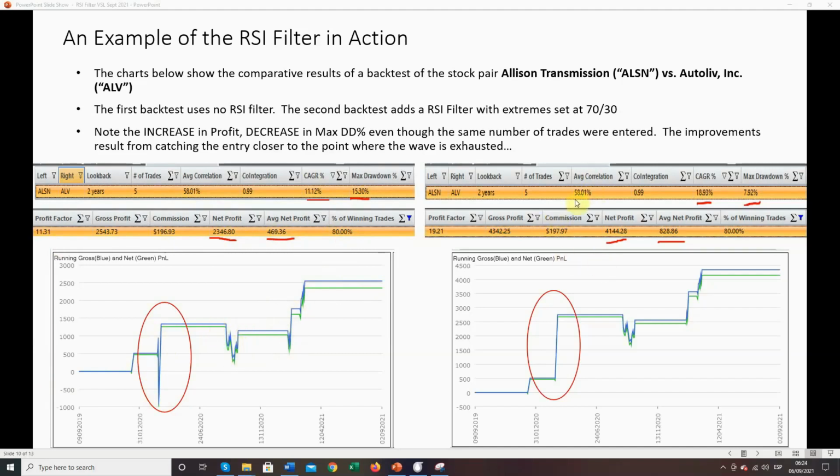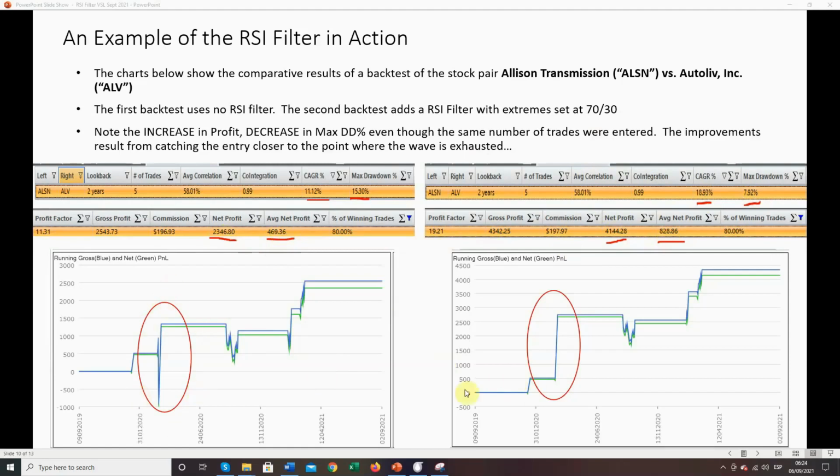So what happens when you add the RSI filter? You still have a 2-year lookback. You still have those 5 trades, and you still have the same correlation and co-integration because we're trading the exact same price series, right? But the compound annual growth rate of your strategy has gone up to 19%. Your max drawdown has gone down to 8%. Now you're a 2-to-1 reward risk. The total net profit you pull out of this pair is $4,144 versus $2,346, and your average net profit per trade is $829 versus $469.